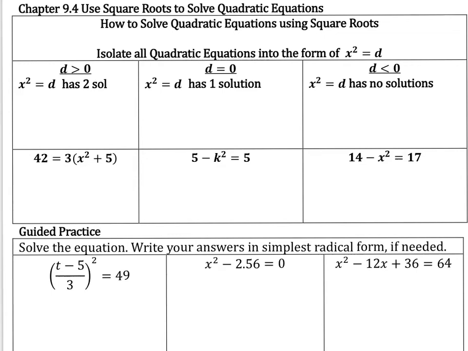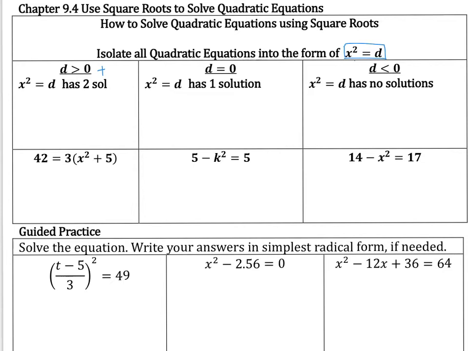In 9.4, we're going to look at how to use square roots to solve quadratic equations. First, we need to isolate all quadratic functions into the form of x squared equals d. There are going to be three cases. Let's look at the case when d is greater than 0, meaning positive.